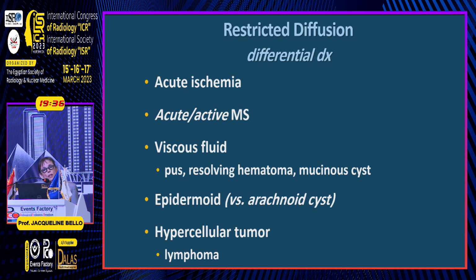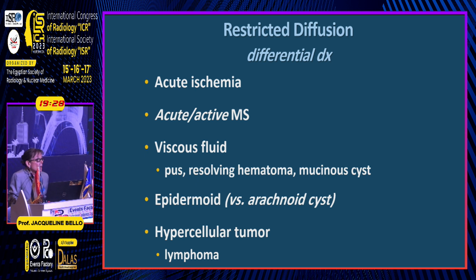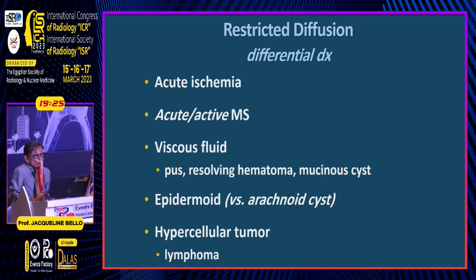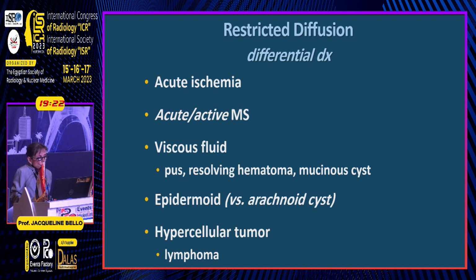So, what is the differential diagnosis for restricted diffusion? Well, probably its most frequent use is in acute ischemia. Also, the active or acute lesions in MS may demonstrate restriction. Any viscous fluid, pus, resolving hematoma, mucinous cysts. Also epidermoids. This is our favorite way of differentiating them from arachnoid cysts in the posterior fossa. And then hypercellularity of tumors restricts the diffusion between the cells, such as lymphoma.